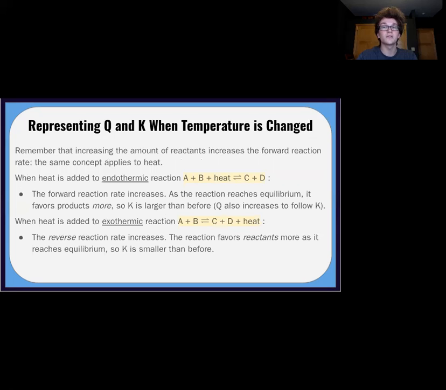So just like increasing the amount of reactants will increase the forward reaction rate, increasing the heat will have the same effect. When heat is added to an endothermic reaction, the forward reaction rate increases. As the reaction reaches equilibrium, it favors products more, so K increases as well. When heat is added to an exothermic reaction, the reverse reaction rate increases. The reaction favors reactants more as it reaches equilibrium, so K is smaller than before.